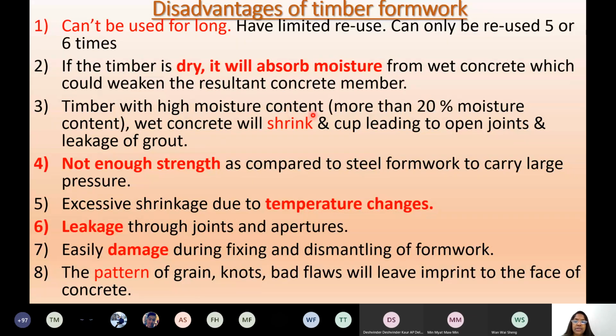Timber with high moisture content, more than 20% moisture content, with wet concrete will shrink and cup, leading to open joints. Another problem is high moisture content, like green wood, raw, unprocessed wood, which can start shrinking when it is sunny. When it shrinks, there will be a gap, right?